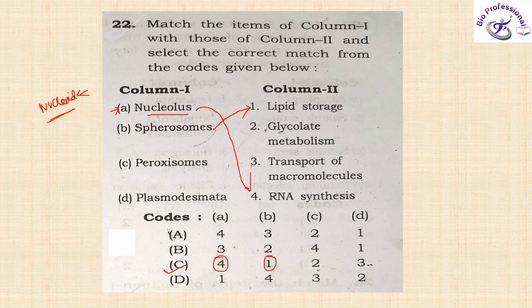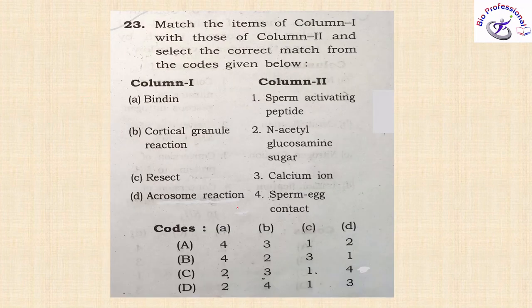Let us also cross check peroxisome. Peroxisome is for glycolate metabolism, and plasmodesmata transport of macromolecules, so option C is correct here.